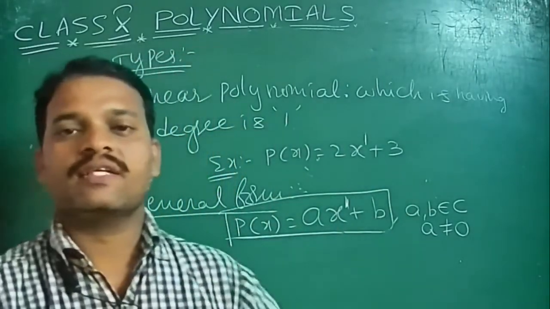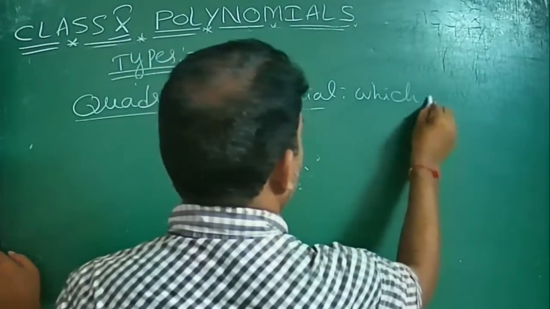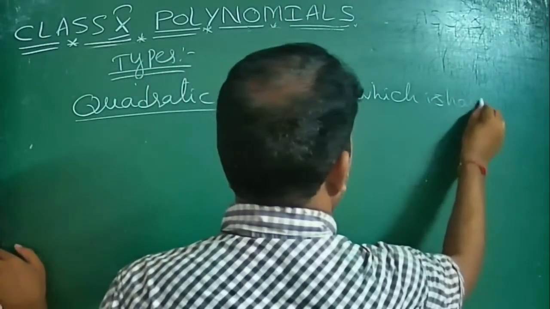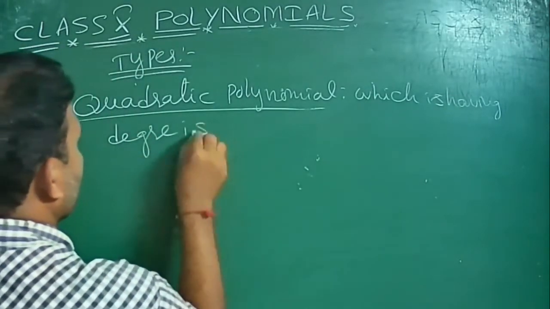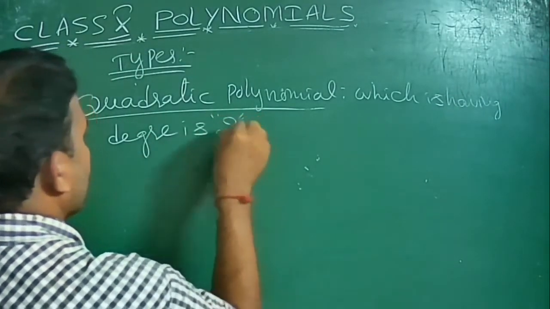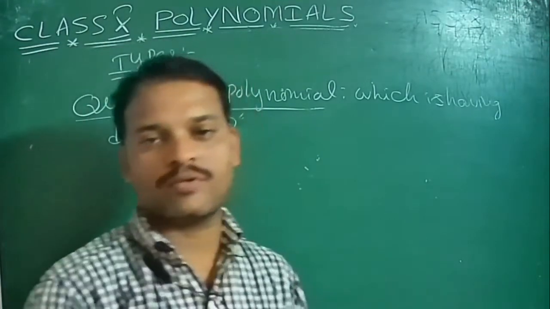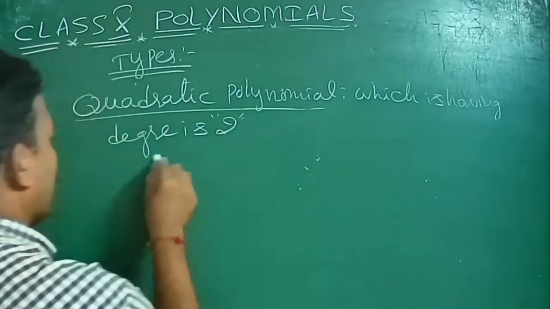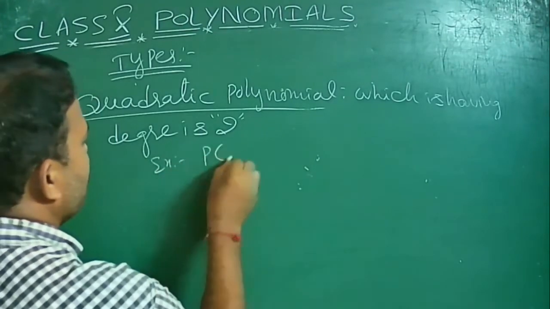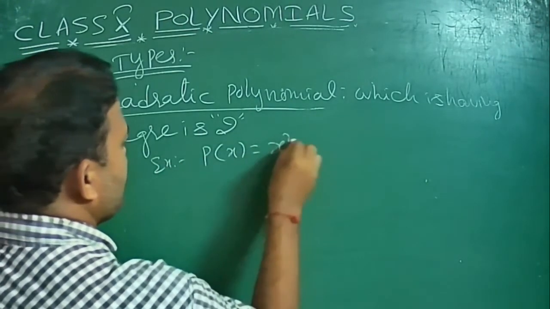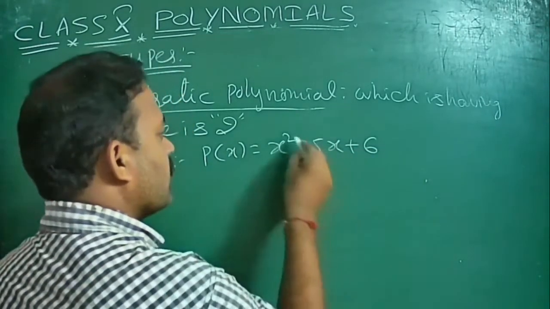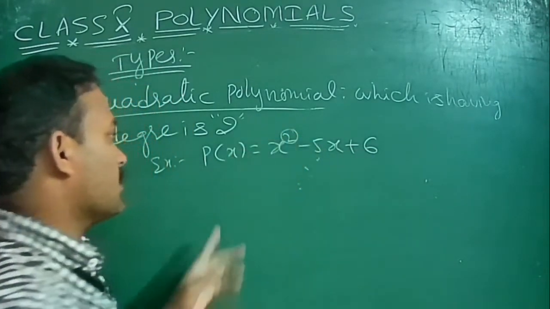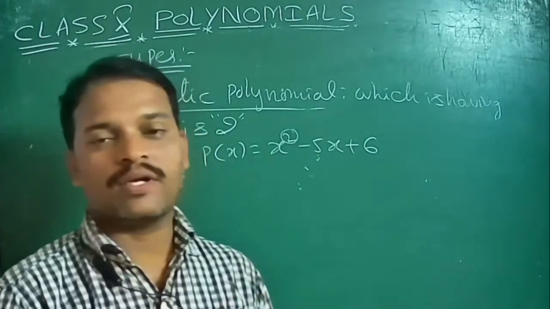Next I am going to explain the quadratic polynomial, which is a polynomial having degree 2. Then that is called a quadratic polynomial. For example, p(x) = x square minus 5x plus 6. It is a polynomial having degree 2, so that's the example for a quadratic polynomial.